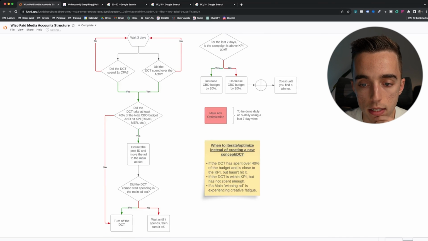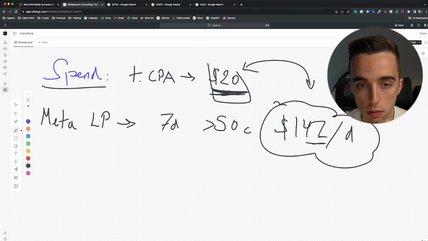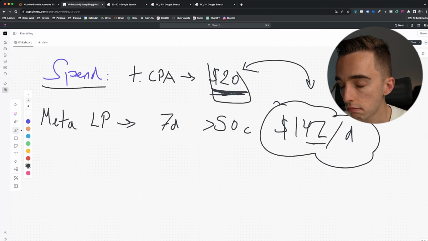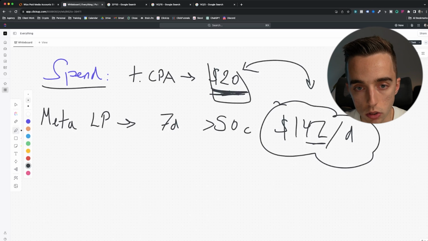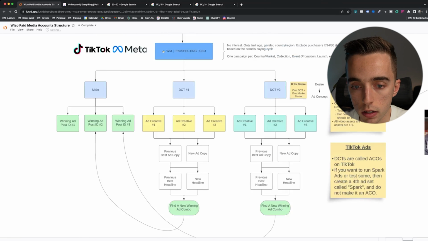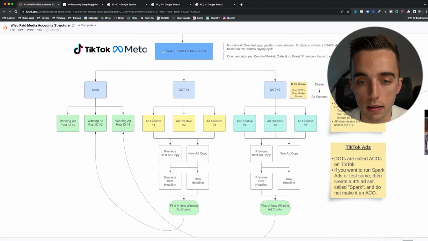Now you keep going. So if it hit above KPI, meaning let's say your CPA goal is $20, it spent 60, and your current CPA with that campaign is $18, so you're within target. Great. You take the post ID of this ad, you now create a main ad set, you move this ad into the main ad set, you wait until it starts spending in the main ad set, and you kill it off.